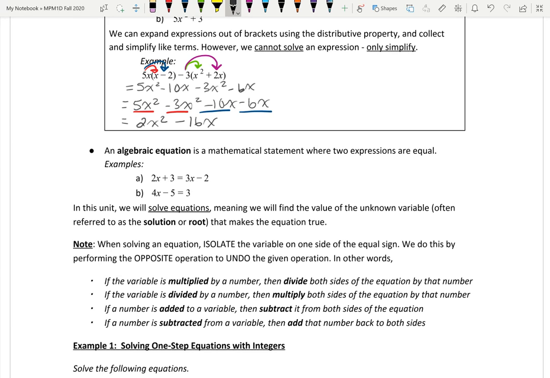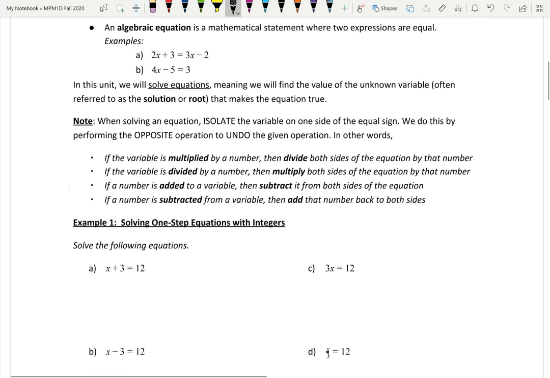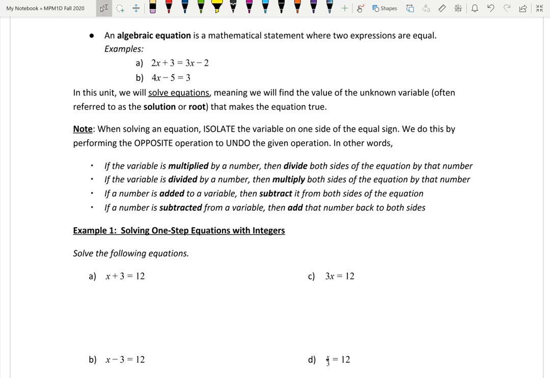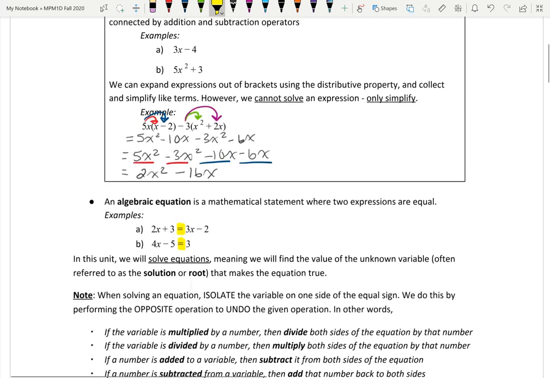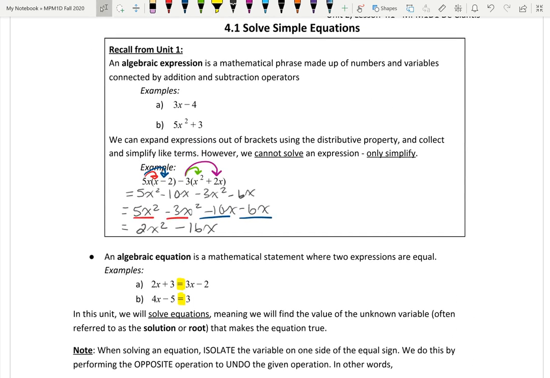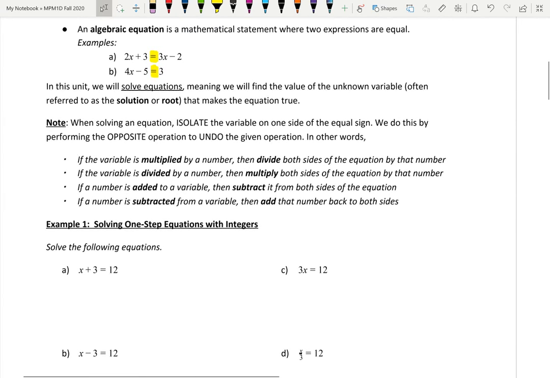Okay, we are able to solve when we're dealing with equations. So here are examples of equations. Now, equations, how they differ from an expression are these equal signs. So remember, an expression does not have an equal sign. So we can only simplify. An equation has an equal sign. So we're able to solve. So when we're solving, what that means is trying to identify the value of an unknown variable.